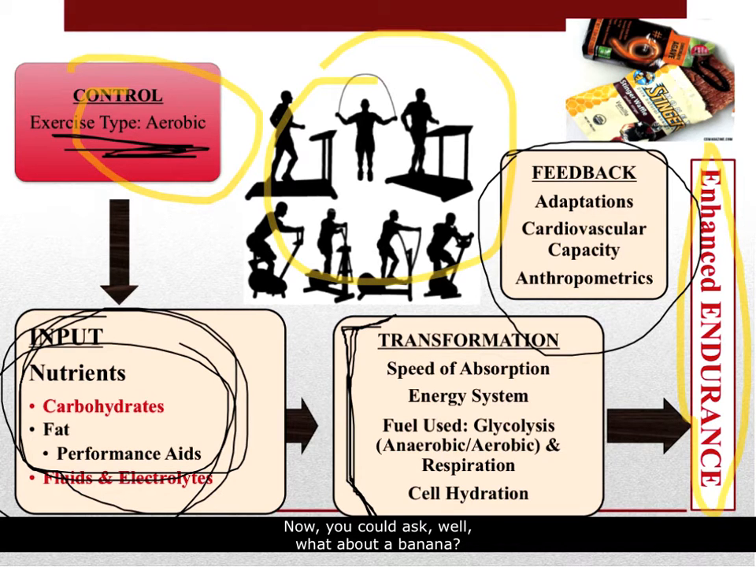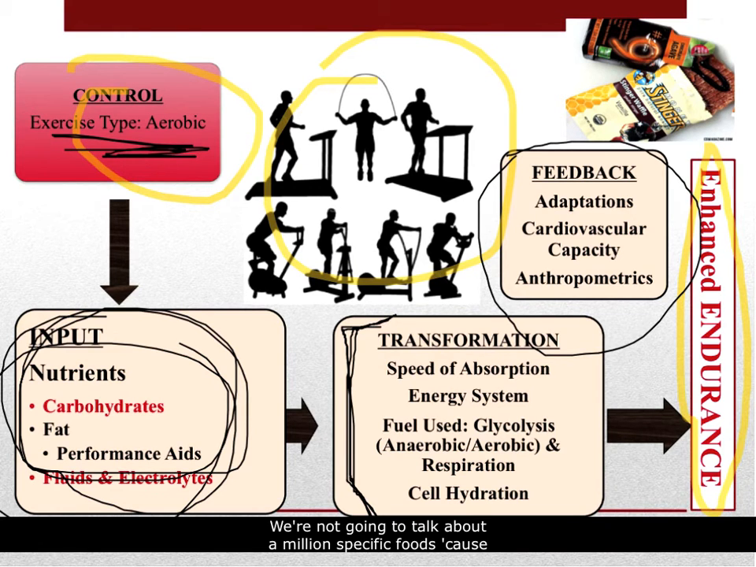Now, you could ask, well, what about a banana? Well, banana happens to be really high in starch, and it's not that sweet. It's not that high in fructose. So banana would be a good choice because it's high in starch, and it has more glucose than fructose. Fructose is the sweeter of the two of those simple sugars. So banana might be a good choice, and you can simply look this stuff up.